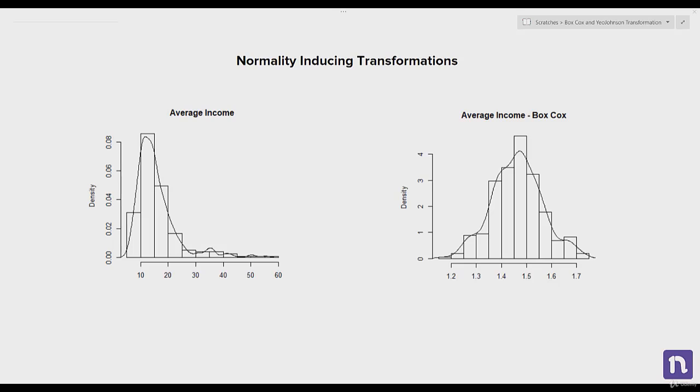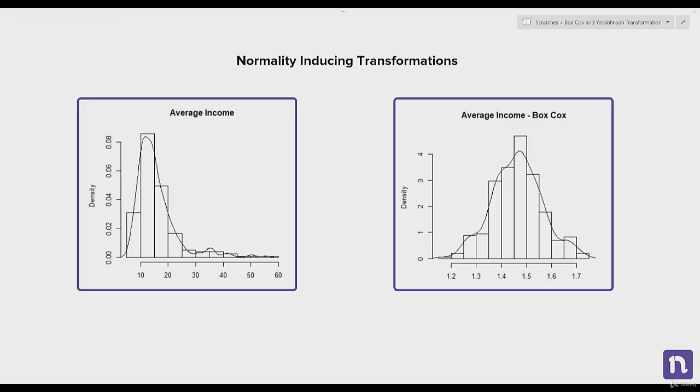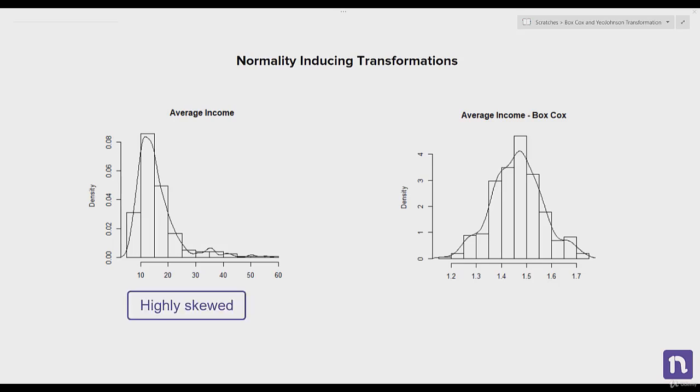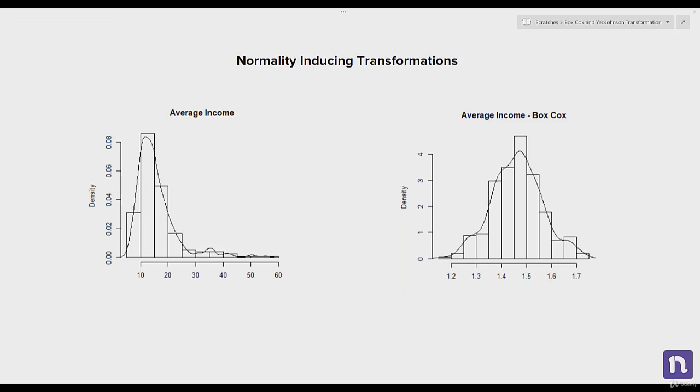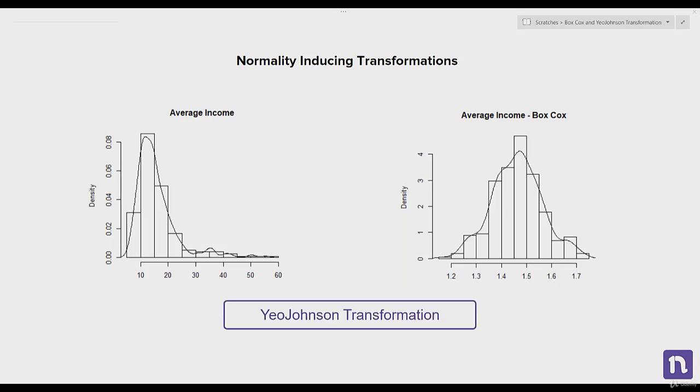The Box-Cox transformation and the Yeo-Johnson transformation are two very useful transformations that can induce normality into your data. You can see from this graph of the average income variable, both of these charts represent the same information. The average income on the left-hand side is highly skewed, whereas after applying a Box-Cox transformation on average income, it exhibits a more normal, more Gaussian-like behavior. The same is true for the Yeo-Johnson transformation as well.